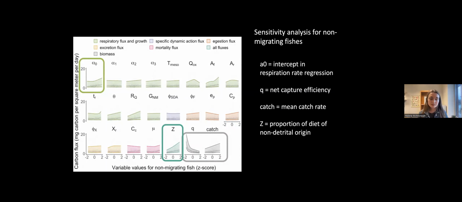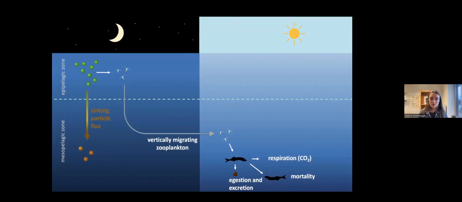And then all these different parameters are for non-migrating fish. This one, the Z parameter, is the proportion of diet of non-detrital origin. So if we go back to that diagram of how non-migrators contribute, this diagram is just showing the amount that they're consuming that is coming from vertically migrating zooplankton that are consuming that organic, recently fixed carbon at the sea surface, but there's also potentially a proportion of their diet that's coming from detrital origin, and we don't want to include that in active carbon flux estimates because presumably that carbon would have sunk down there anyway. So, if it came from detritus, this is a parameter that stable isotope analyses can help us to constrain further.